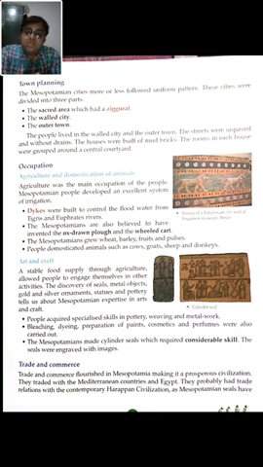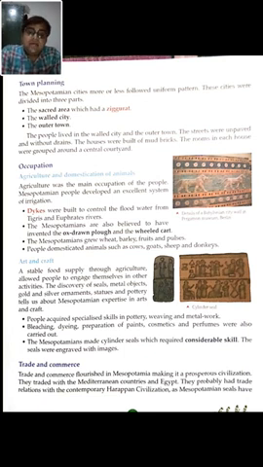So my dear student, the last topic for today in this video is trade and commerce. Trade and commerce, होता है व्यापार, means how they carried out their business. Trade and commerce flourished in Mesopotamia, making it a prosperous civilization. They traded with the Mediterranean countries and Egypt, because they used a water transport system, for example ships and boats.